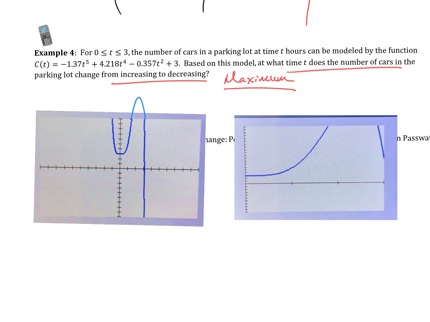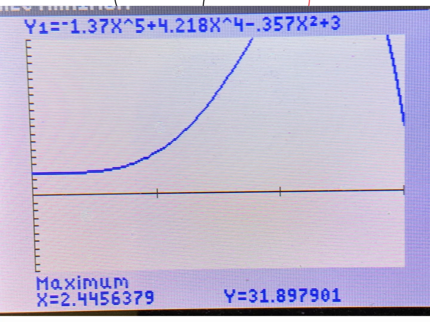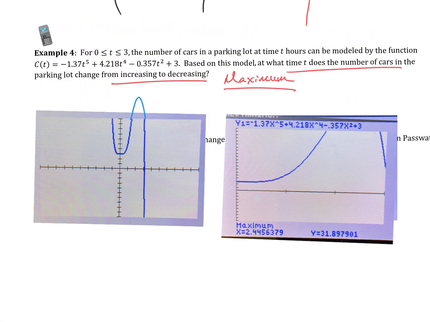And so we went from the left and we went from the right, and then our output said our maximum was at x equals, or t equals, 2.4456. All right? And so that's the time at which the parking lot will have its maximum number of cars.